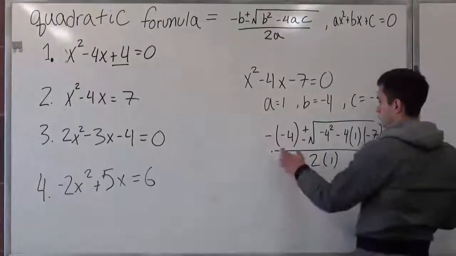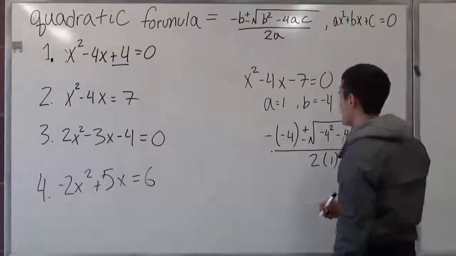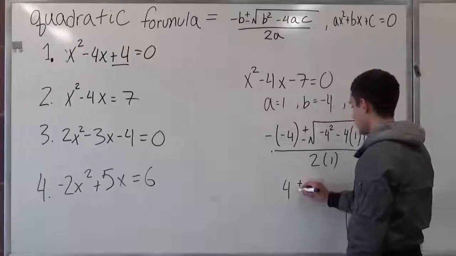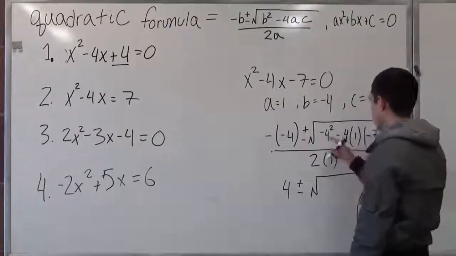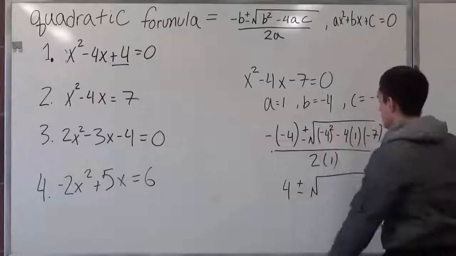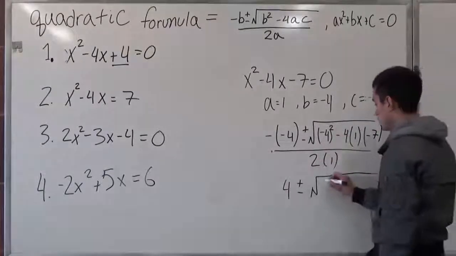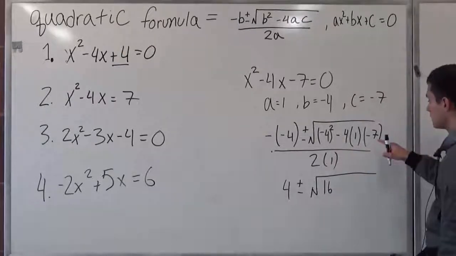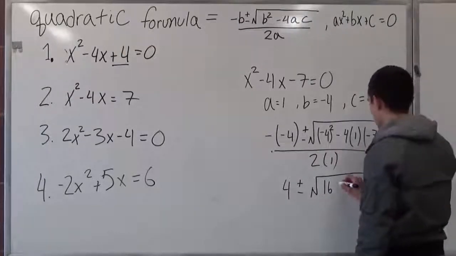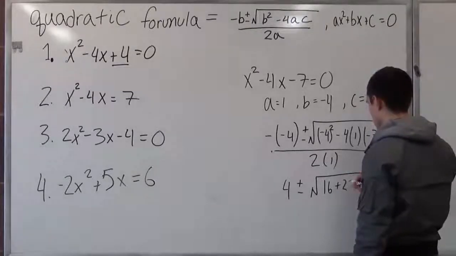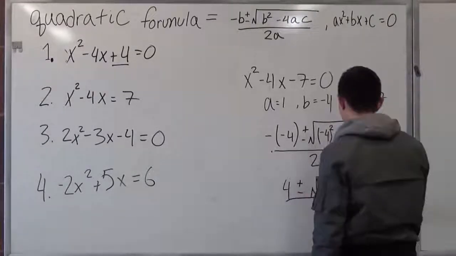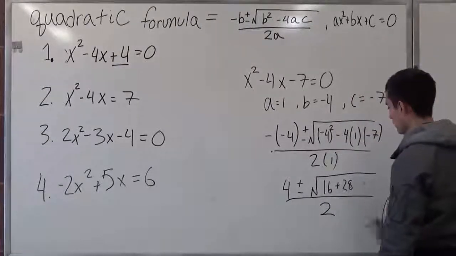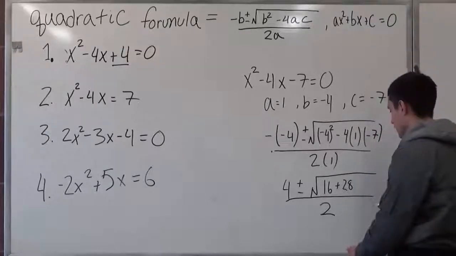So now we do the math and try to compute this. Negative 1 times negative 4 is just going to give us 4. 4 plus or minus, pretend there's a parentheses, negative 4 squared, which is 16. Negative 4 times 1 is negative 4. Negative 4 times negative 7 will give us positive 28, all over 2. So now, as you can see, we just have to break this down even more.